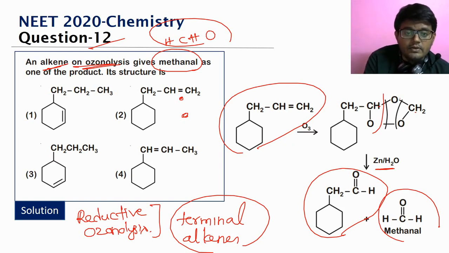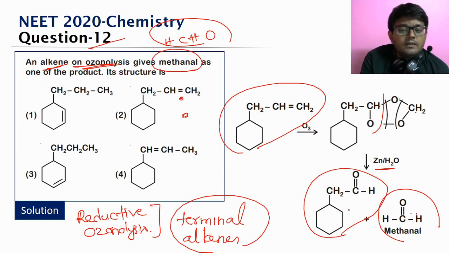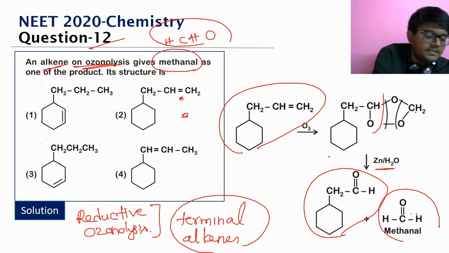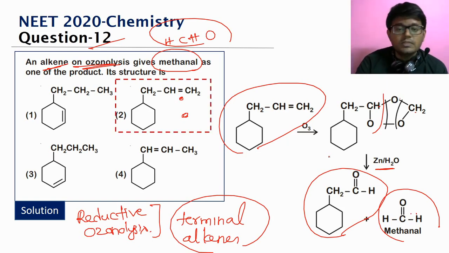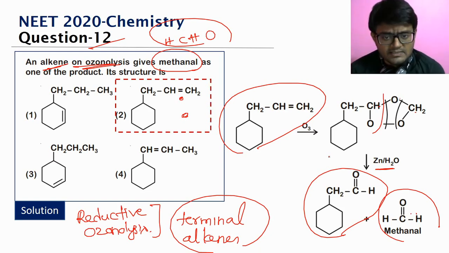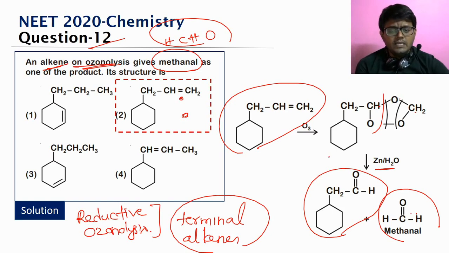But here we get both of them as aldehydes. So one of the products will be methanal, and the other one will be an aldehyde as well. The hint given to us is that we should get one of the products as methanal, so the only option that satisfies this is option 2. These kinds of questions are important. Even in some previous years they have asked such questions, where they give us the ozonolysis products and ask what the original alkene is.